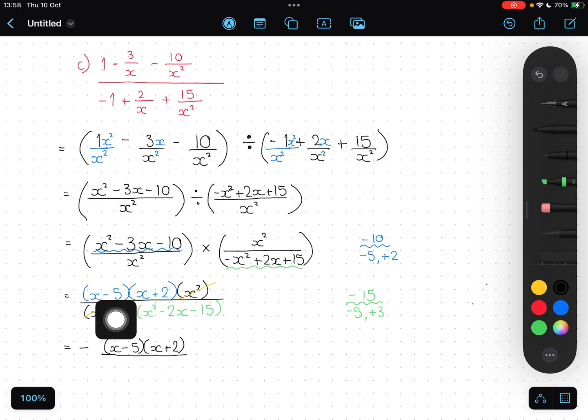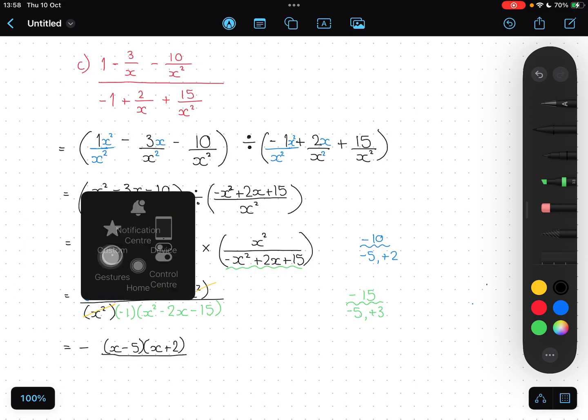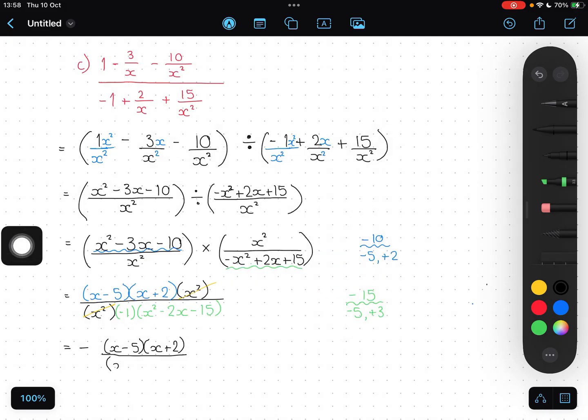Then this, if I want to factorize that further, I'm going to have an x at the start of my two brackets. I'm going to have a minus 5 in one and a plus 3 in the other. Now if we look, there's an x minus 5 multiplying the full top line and full bottom line, so that can cancel. So I will be left with a minus x plus 2 over x plus 3.